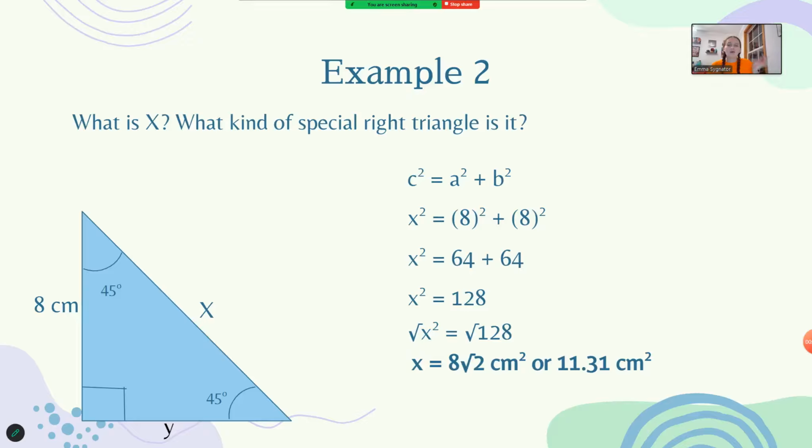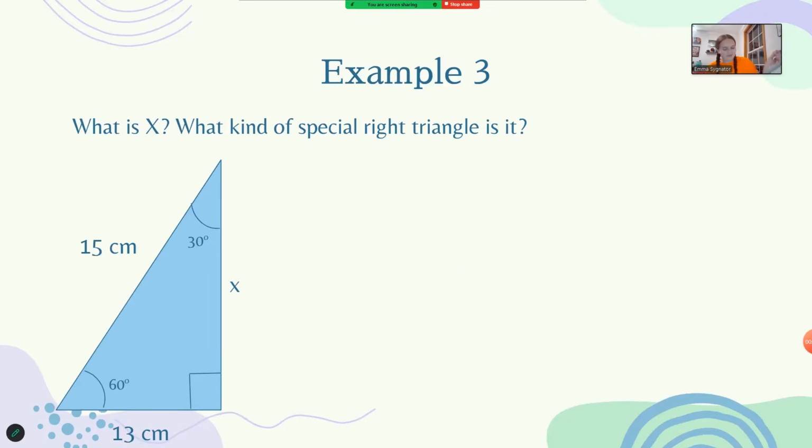And then again, like we stated before, this is an isosceles right triangle because of the angles. And it thankfully helped us before figure out what y was. Alright, let's move on to example number 3. Same thing. What is x and what kind of special right triangle is this?